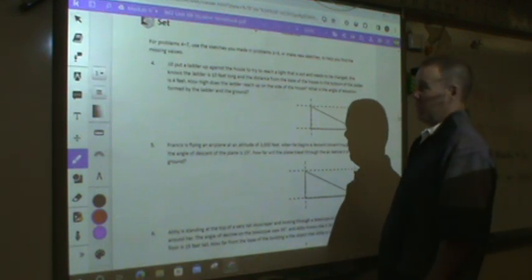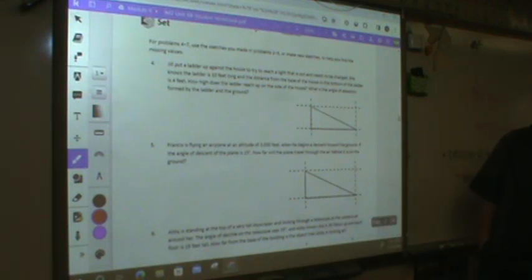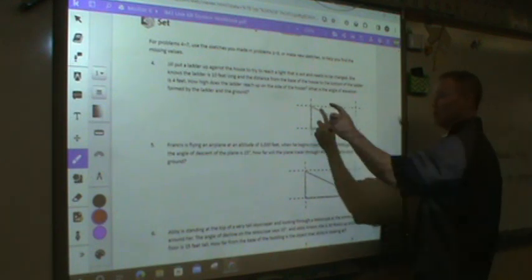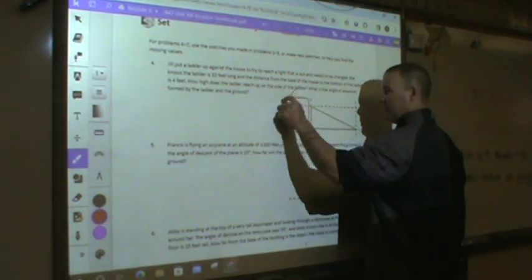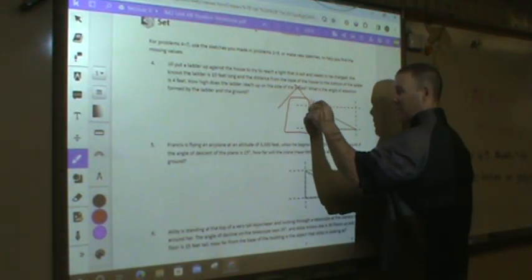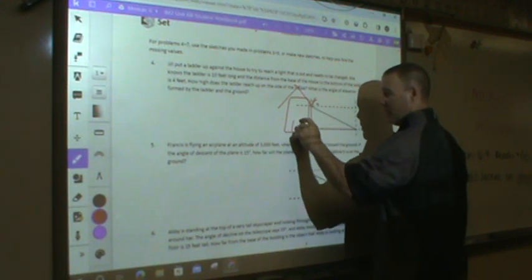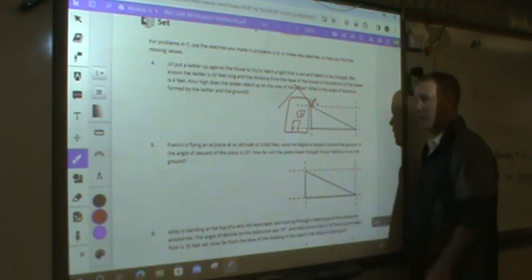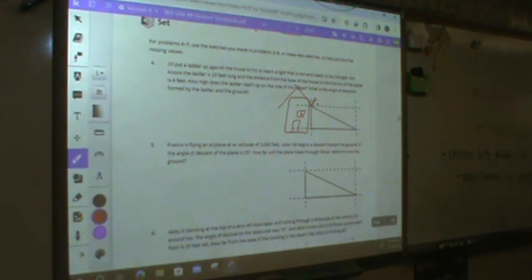So number 4, Jill put a ladder up against a house to try and reach a light that she needs to change. Okay, real quickly, I'm going to draw a house. Maybe I draw the little light right here and it's shining. I don't know, the house, the front door, and the window. There's my house. Okay? She knows that the ladder is 10 feet long and the distance from the base of the house to the bottom of the ladder is 4 feet.